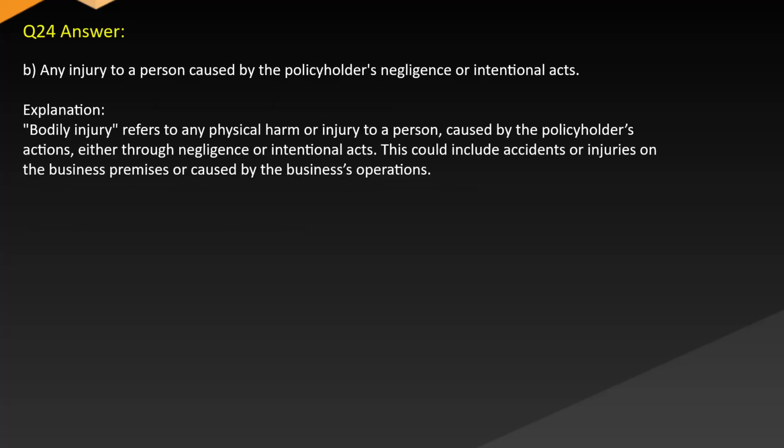Answer. B. Any injury to a person caused by the policyholder's negligence or intentional acts. Explanation. Bodily injury refers to any physical harm or injury to a person caused by the policyholder's actions, either through negligence or intentional acts. This could include accidents or injuries on the business premises or caused by the business's operations.